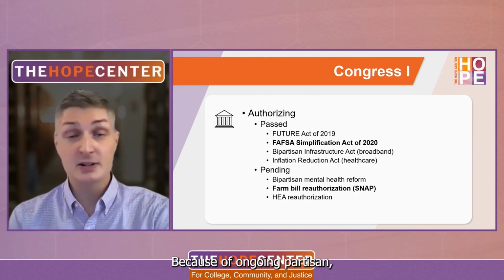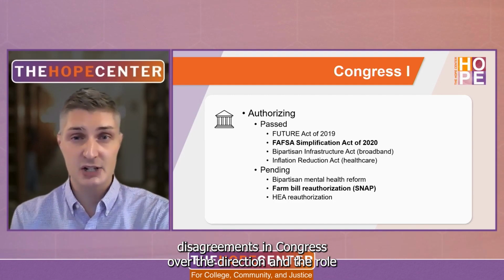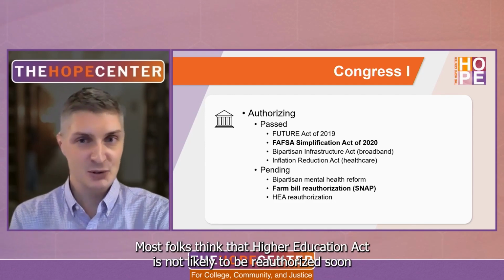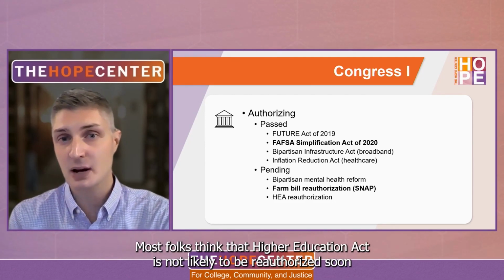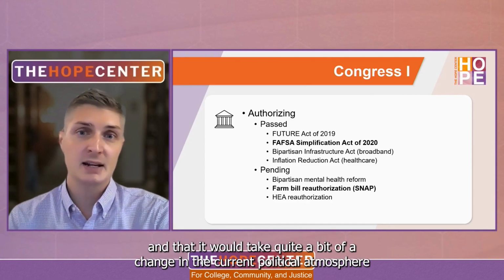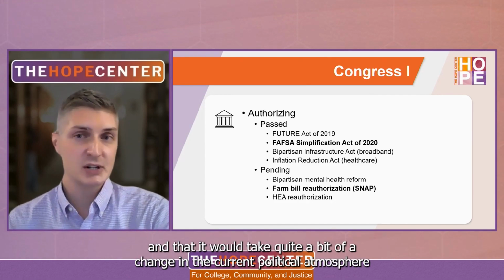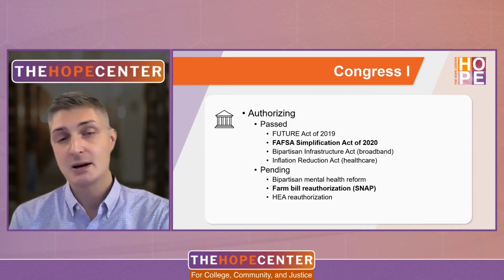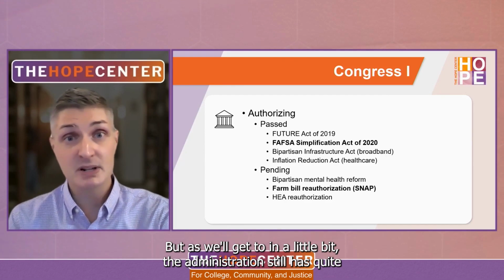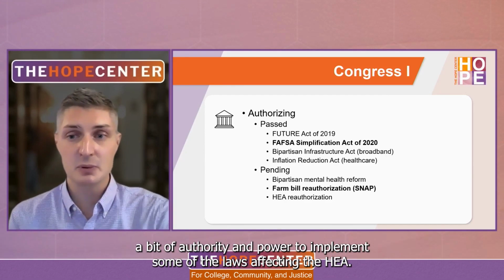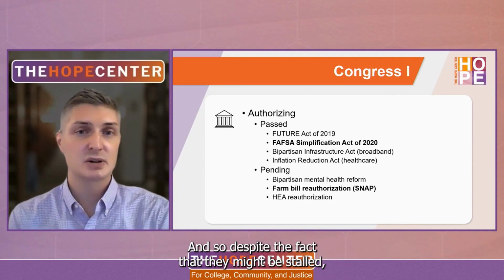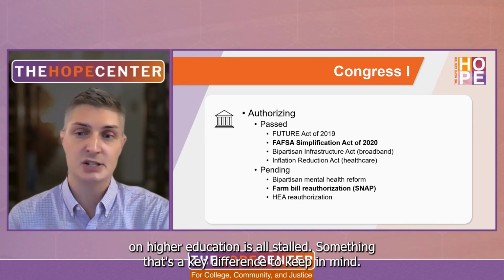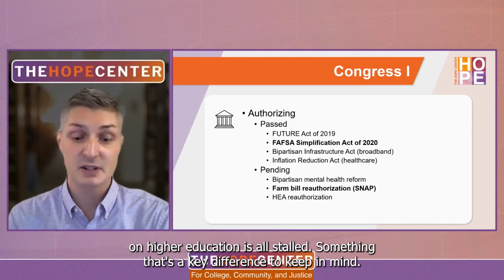Because of ongoing partisan disagreements in Congress over the direction and the role and the size of the federal government when it comes to higher education, most folks think that the Higher Education Act is not likely to be reauthorized soon, and that it would take quite a bit of a change in the current political atmosphere for Congress to be able to reach agreement on an HEA reauthorization. But as we'll get to in a little bit, the administration still has quite a bit of authority and power to implement some of the laws affecting the HEA. And so despite the fact that HEA might be stalled, it doesn't necessarily mean policymaking on higher education is at all stalled. It's a key difference to keep in mind.